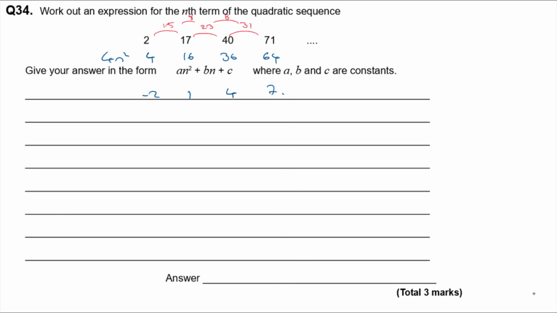Okay, so this is a linear sequence. It's going up in threes, isn't it? Plus 3, plus 3, plus 3. So I know something goes up in threes. It's 3n. 3n goes 3, 6, 9, 12. I've got minus 2, 1, 4, 7. So each one of those numbers is my sequence minus 5. So this part must be 3n minus 5. So my entire sequence, the nth term an squared plus bn plus c, is equal to 4n squared plus 3n minus 5. It's basically that bit with that bit on the end.